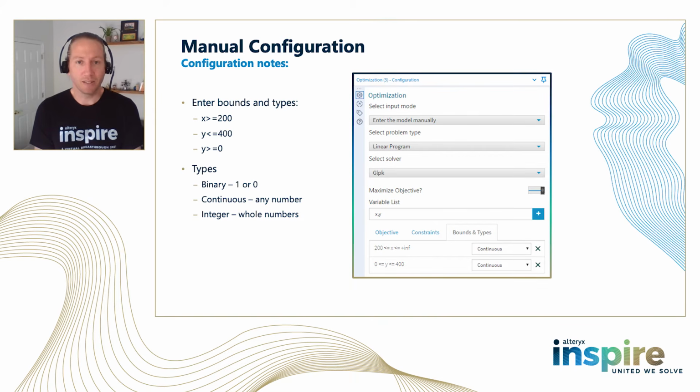It could be binary, yes or no. Are you making pants? Yes or no. Or really, in our example of hiring staff, is this person coming in today? Yes or no, 1 or 0. It could be continuous, where it could take on any number, even decimals, or it could be an integer. Integer is only whole numbers.